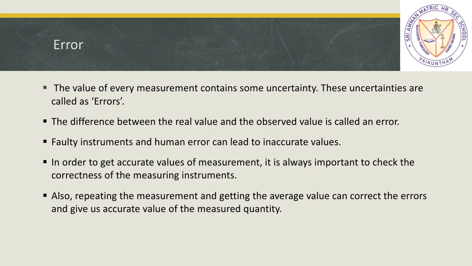So this is nothing but what we mean by error, what can lead to errors in the measurement, and how we can remove the error, thereby getting accurate measurements. So that covers the first unit, that is measurement, of your 9th science. After going through the whole chapter, just start solving the exercises given at the end of the text.